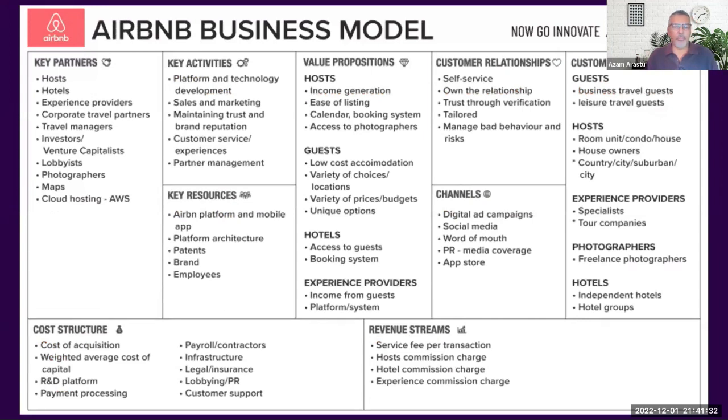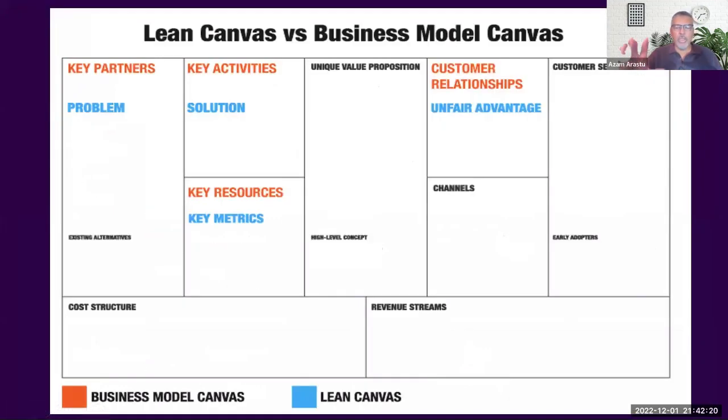Another example is Airbnb. I'm not going to go into each element in detail, but you can see the same thing. You start off with what your main value proposition is: you host guests and hotels. These are the guests who want low cost accommodation and a variety of choices, and the hosts want income generation. If I have a house which I want to rent out on Airbnb, I need income, and ease of listing, etc. Then you go through the same thing with key partners and activities. I'm going to leave this in the presentation. This template will be helpful in getting your thinking and your model right, and getting the overall business canvas put together.